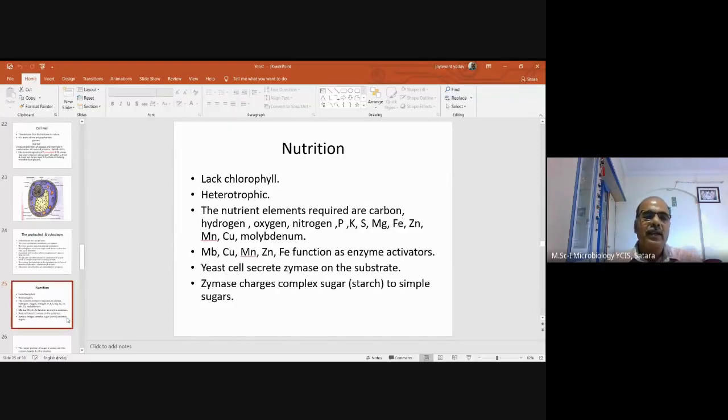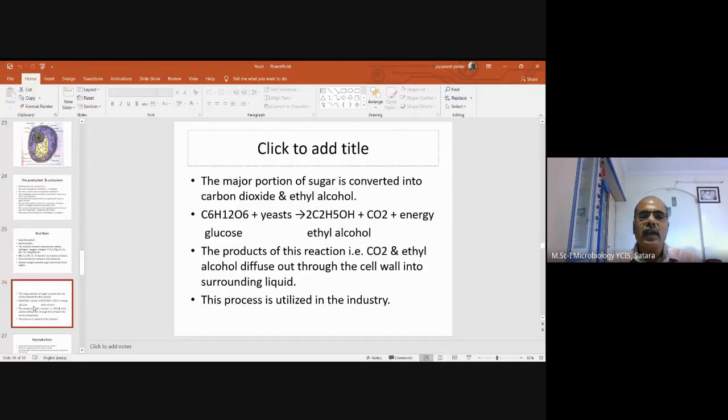The enzyme is secreted, and it acts on the complex polysaccharide, which is converted into sugar. The major portion of sugar is converted into carbon dioxide and ethyl alcohol. This is the glucose. When it reacts with the yeast, it is converted into alcohol, carbon dioxide, and energy. This is the core point, the heart of the metabolism of the yeast, that is the conversion of glucose into alcohol, carbon dioxide, and energy.